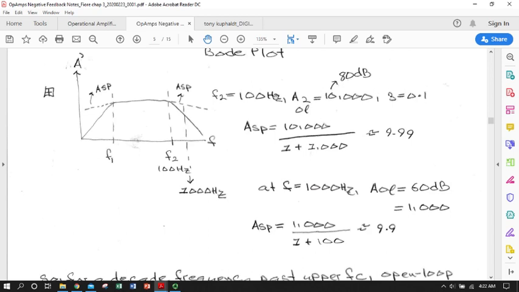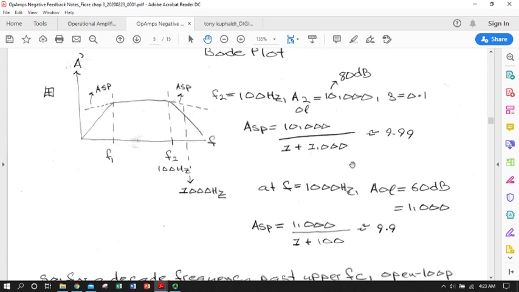Okay, if we were going to calculate the open loop gain at a frequency of 10 times our upper critical, so that would be at 1,000 Hertz. So we want the open loop gain right here. You can see it's way lower than it was right here. In fact, it should be 20 decibels lower. And it is. It's 60 decibels, or an open loop gain of 1,000. So we dropped from 10,000 to 1,000 as we went from this frequency to this frequency.